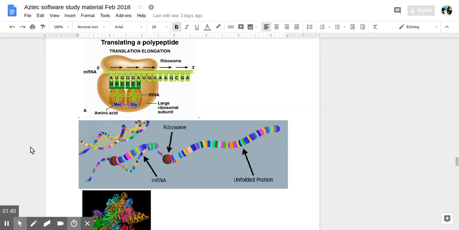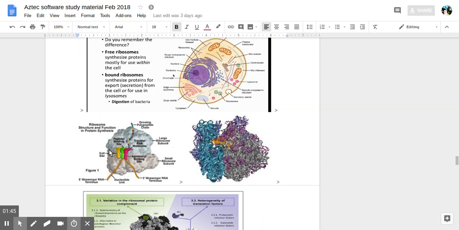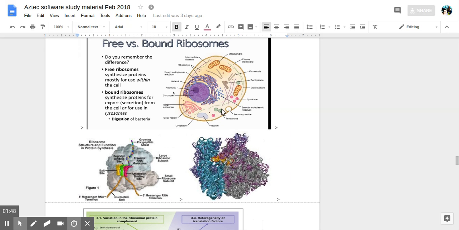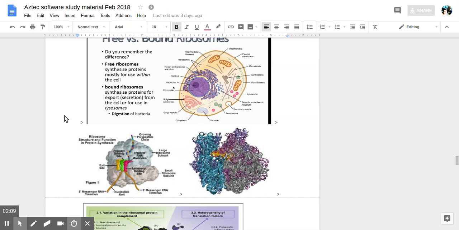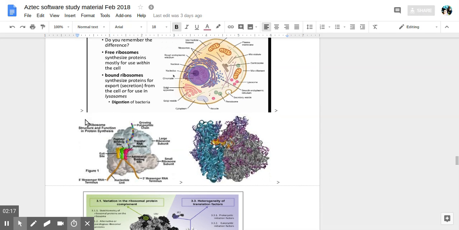So we learned that there's free ribosomes and bound ribosomes. The difference is free ribosomes are in the cytoplasm and they synthesize proteins for use within the cell, while bound ribosomes, which are bound to the endoplasmic reticulum, which is near the cell membrane and nuclear membrane, synthesize proteins for export or excretion from the cell or for use in lysosomes, which are a different organelle which break down materials.